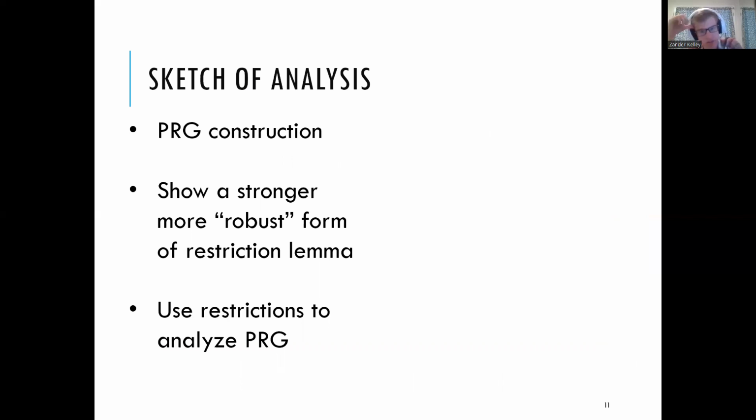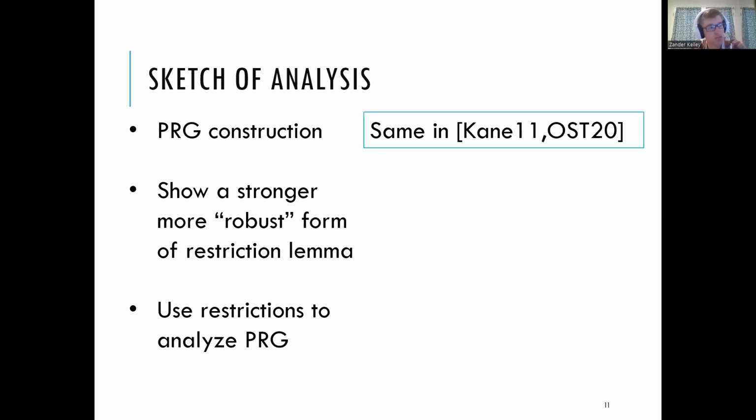Okay, so let me give a brief overview of the proof of our result, or at least the steps that you need to see a full proof of the result. Certainly, you need to specify the construction, and we'll talk about that just briefly at the very end, but it's not the focus of the talk. We used the same construction as in these two previous works, and our innovation is in the analysis and not in giving a different construction.